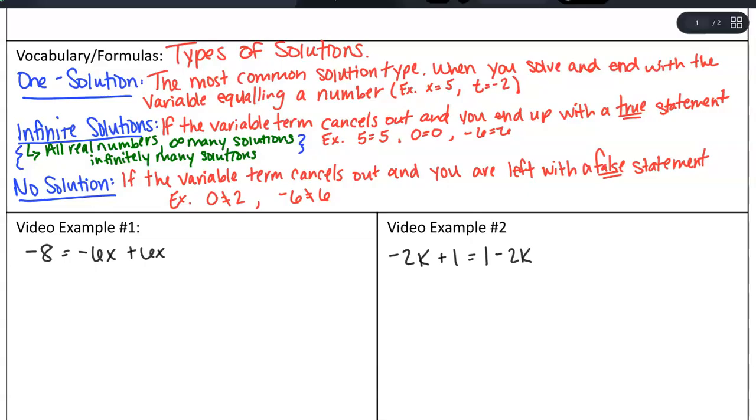So notice the key phrases that I want you to notice in both of these new definitions. If the variable term cancels out. That is the most important thing to understand when we're talking about special solutions. Because a lot of times once we introduce these special solutions, as soon as the problem gets challenging, students just write no solution. But that's not the case. If you have a variable throughout your solving steps, it's going to have a solution. It's only if and only if the variables cancel out. So let's take a look at some examples.